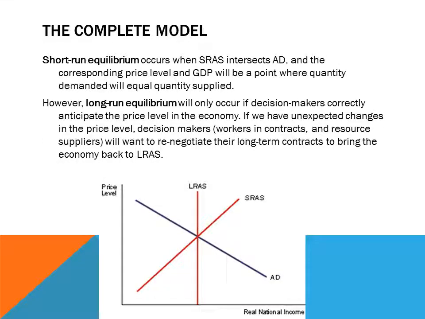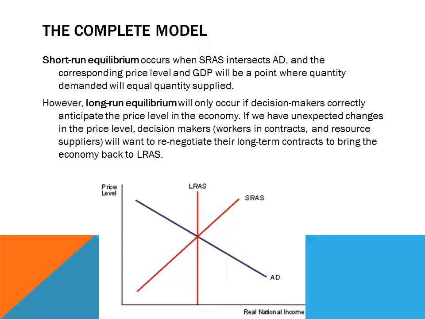We can put the long-run aggregate supply curve, the short-run aggregate supply curve, and the aggregate demand function into the same graph to build our complete model. The short-run equilibrium occurs when our short-run aggregate supply curve intersects aggregate demand, and the corresponding price level and GDP will be a point where quantity demanded will exactly equal the quantity supplied by domestic firms.